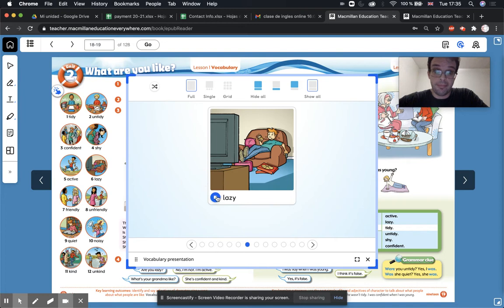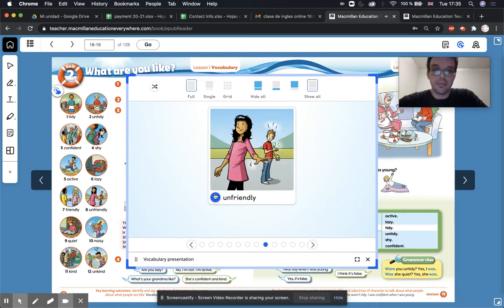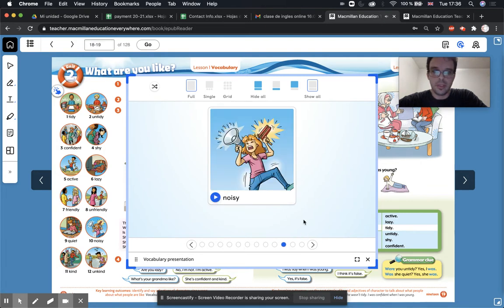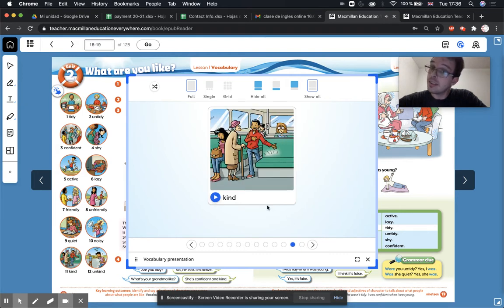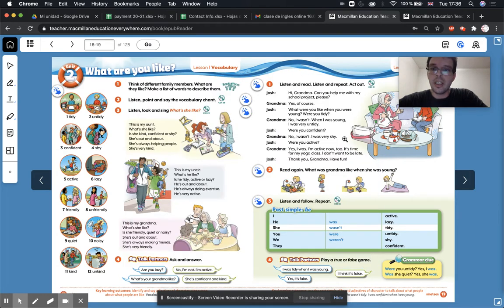Lazy, perezoso, like me. Friendly, unfriendly. Quiet, noisy. Kind, generous, kind, unkind. Okay. Do you remember? Excellent. Very good. Now, let's have a look on page 19.